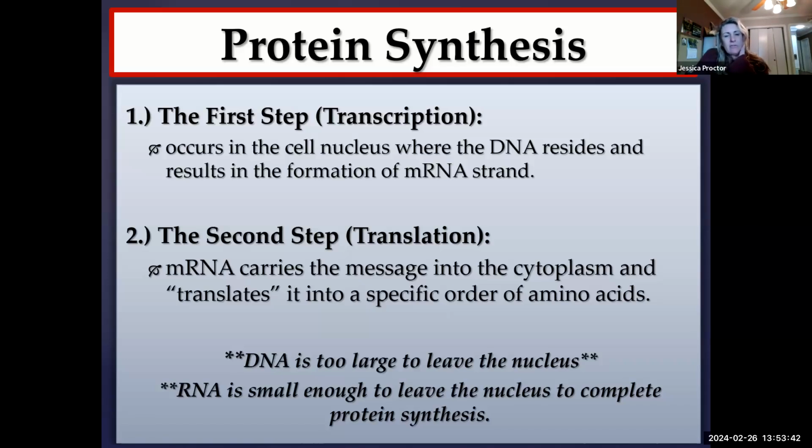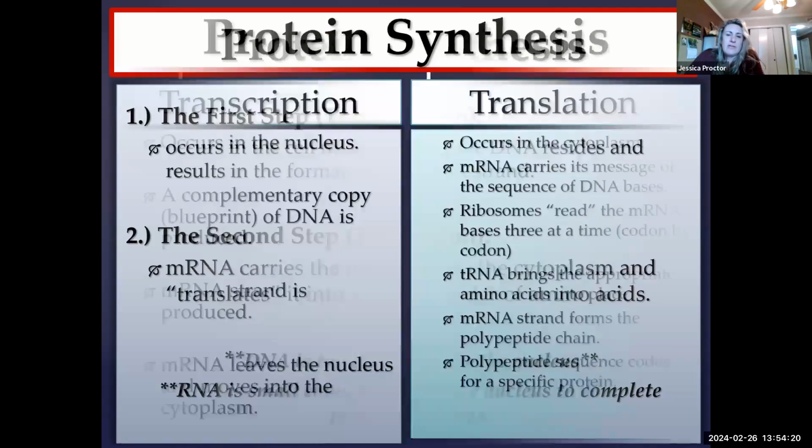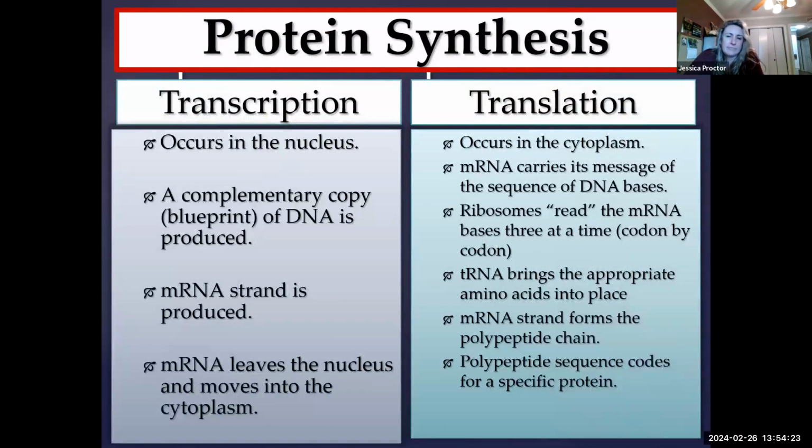The second step is called translation. That messenger RNA strand will move out into the cytoplasm where the ribosomes are located, and it will essentially translate into a specific order of amino acids. This will make more sense when we watch a little video clip, but think of the ribosomes as essentially the readers. The ribosomes are going to read 3 by 3. Think of each codon as a word. Each set of 3, like AUG, for example, and then CAT, something like that, is always going to be read in sets of 3. Each set of 3 is going to then code for a specific amino acid.